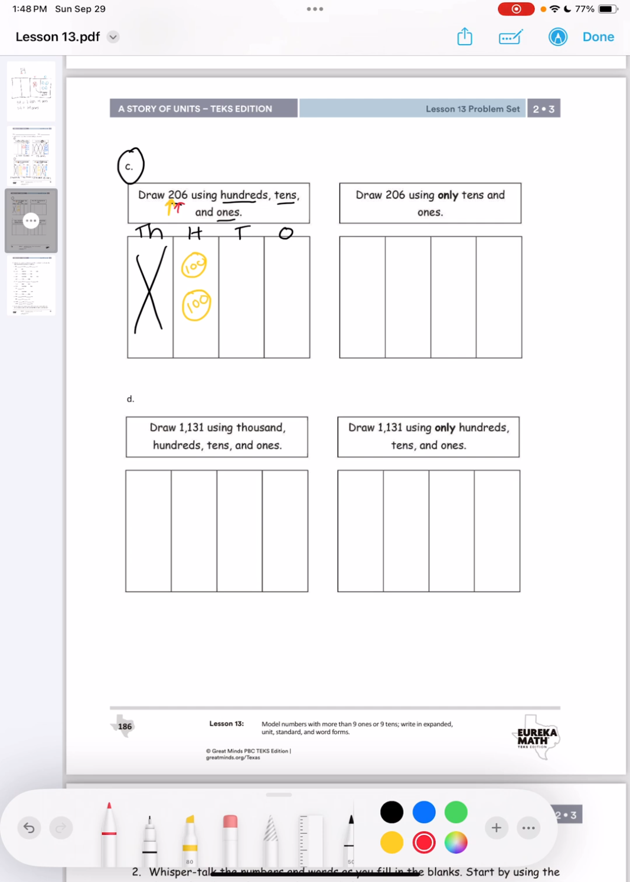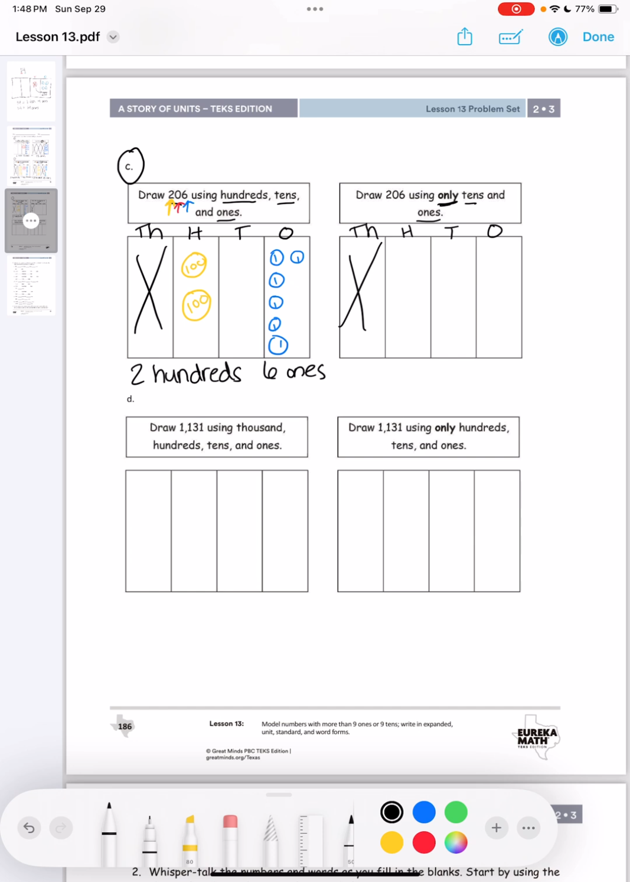So when I write that in unit form, I have 2 hundreds, 6 ones. Now over here it says use only tens and ones. So in my place value chart, I'm not going to use my thousands, and I'm not going to use my hundreds. I can only use tens and ones. That doesn't mean my hundreds go away.